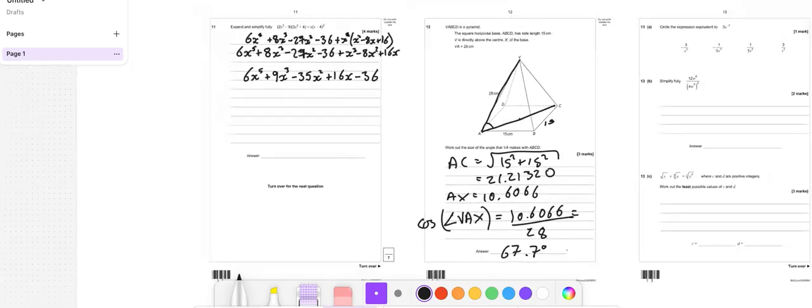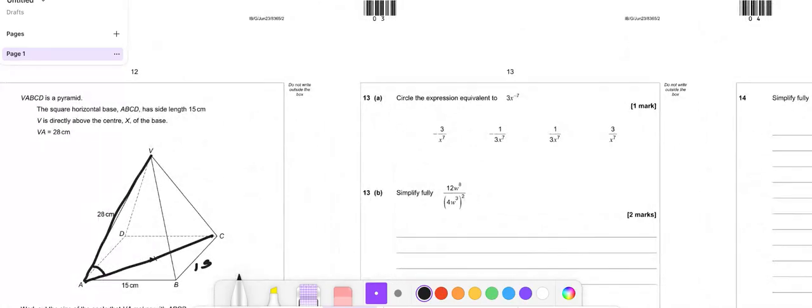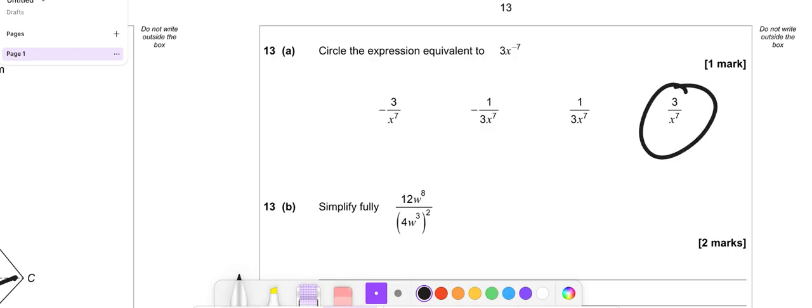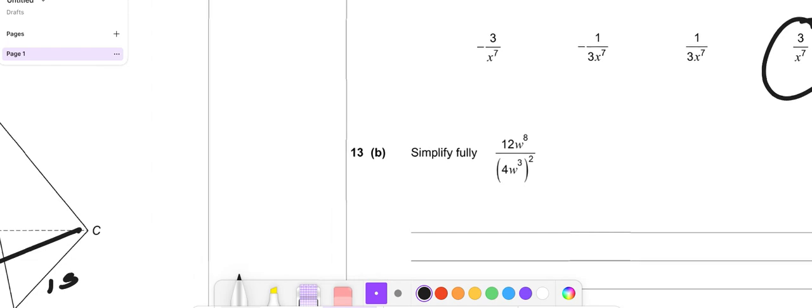Okay, question 13. Circle the expression equivalent to that. Okay, this is really important. The 3 is on the top, and the x to the minus 7 means the x to the minus 7 is on the bottom, and it's not negative. So it must be that one. If you've got this wrong, please check this. It's absolutely crucial.